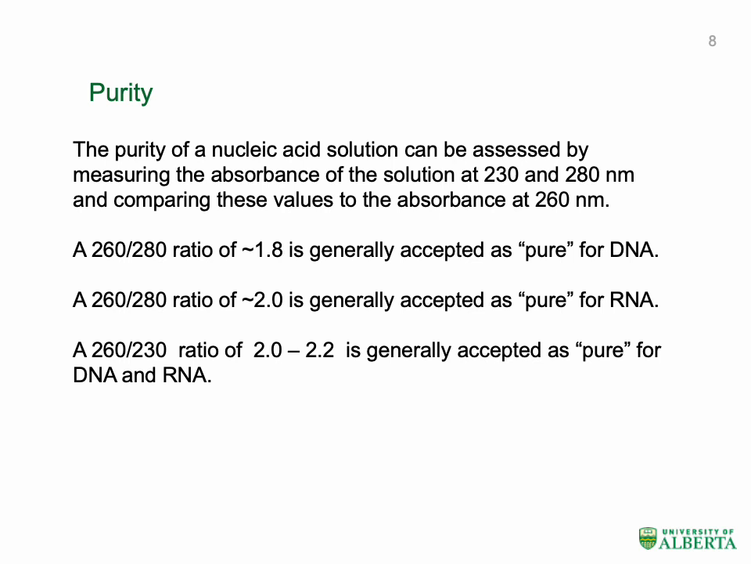A 260 to 280 ratio of approximately 1.8 is generally accepted as being pure for DNA. A 260 to 280 ratio of approximately 2.0 is generally accepted as pure RNA. A 260 to 230 ratio of 2.0 to 2.2 is generally accepted as pure for both DNA and RNA.